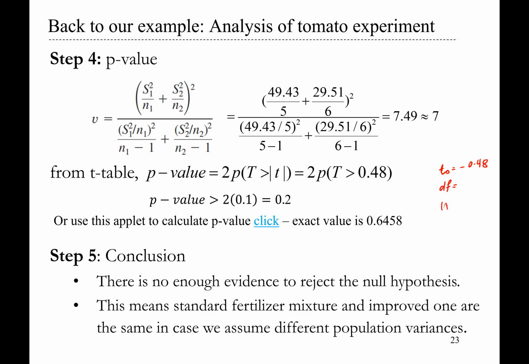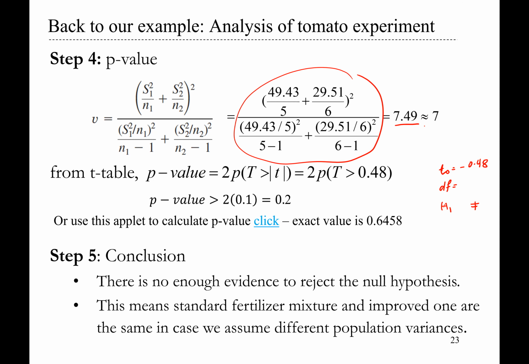And what is the alternative sign? The alternative is greater than, or less than, or doesn't equal. It is doesn't equal. But the degree of freedom, I plug in all the values and I got 7.49. Should I round it to be 8?